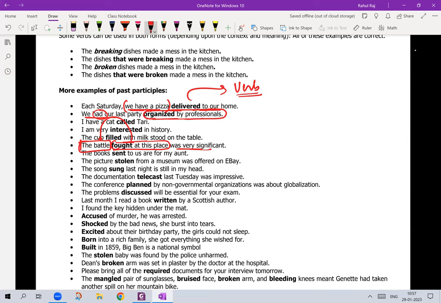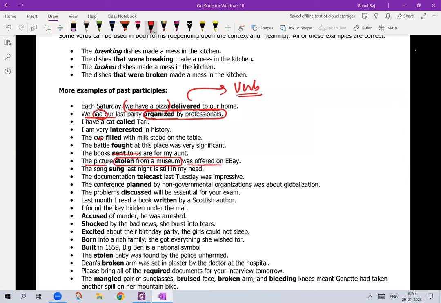Right? Clear. The books sent to us are of my aunt. The books are of my aunt. "Sent to us" is crap. The picture stolen from the museum was offered on eBay. Now imagine, based on your logic, "stolen from the museum" is also a very significant thing. It might be a picture of some great thing. Like, there are a lot of pictures that used to be stolen before. But the actual sentence is the core part of the sentence. The picture was offered on eBay.